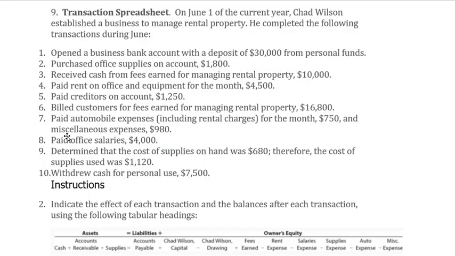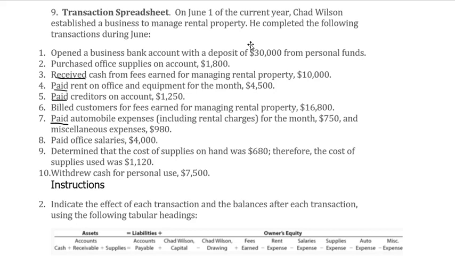Then we paid automobile expense, including rental charges for the month. So we paid it too. Okay, so that's cash out. All right, make sure you watch these words. Okay, paid means the cash is gone. Billed is no cash at all. There's another paid, another paid. Here's received. All right, so all those transactions would have cash moving.